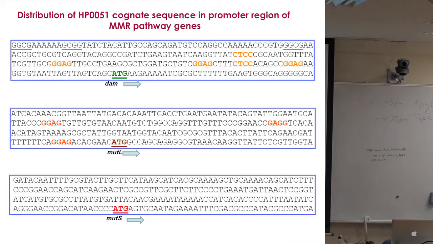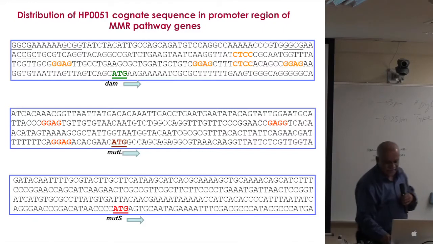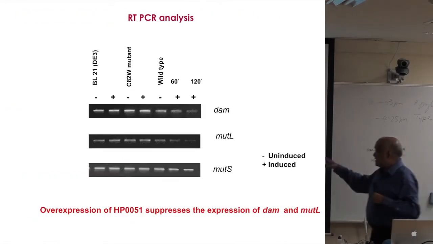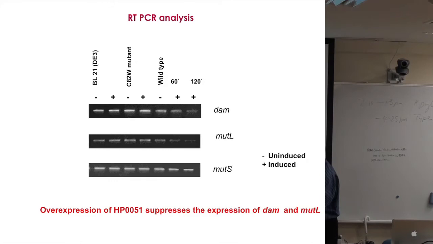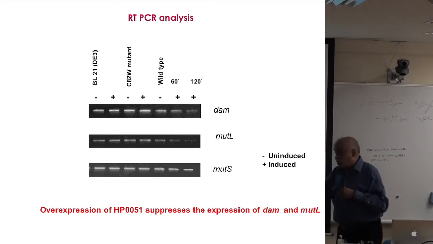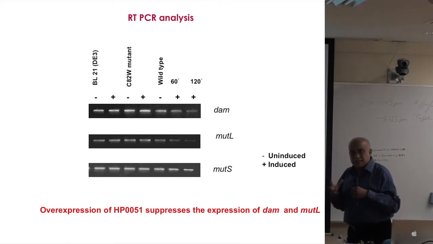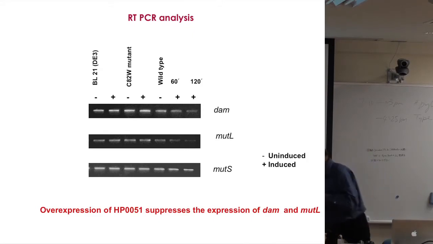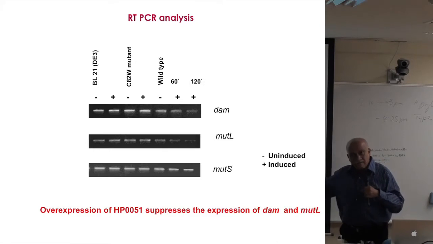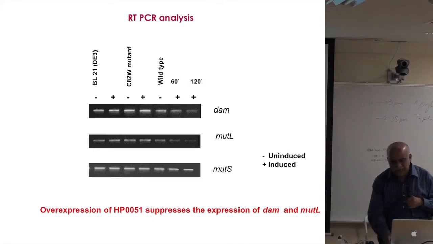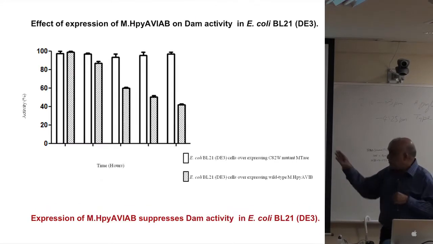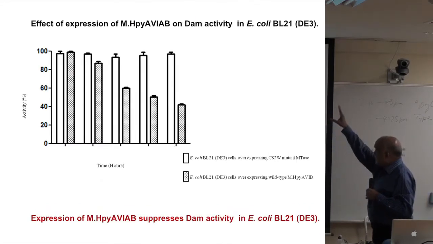So the next thing we did was to actually look at the Dam methylase activity. We did the RT-PCR to confirm the microarray analysis, and it clearly showed that at 60 and 120 minutes, Dam levels and MutL levels go down. MutS doesn't go down. So overexpression of this cytosine methyltransferase, the Helicobacter cytosine methyltransferase, in E. coli suppresses the expression of Dam and therefore MutL, and therefore of the mismatch repair, and therefore you were getting mutations. So we were asked to do the Dam activity.